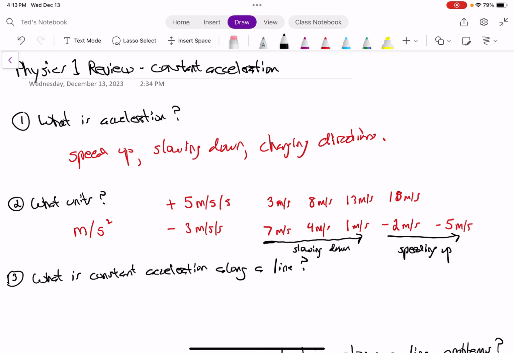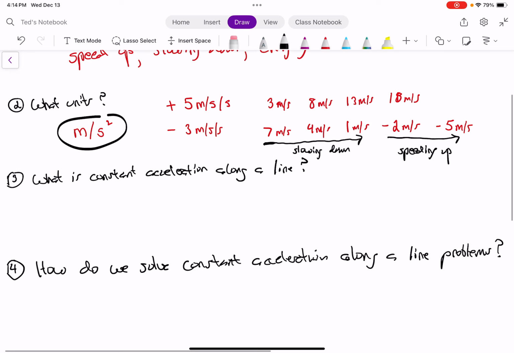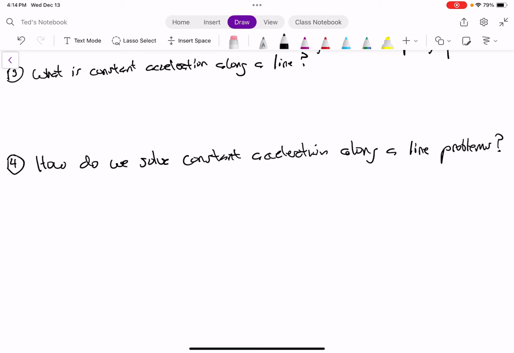Okay, so the units are meters per second squared, and it tells us how much speed we gain each second. So if we have an acceleration of 5 meters per second squared, that means the speed is increasing by 5 each second. If we have an acceleration of negative 3 meters per second squared, that means our velocity is decreasing by 3 meters per second each second. Okay, so constant acceleration along a straight line is important because it means that we can get rid of the changing directions part. So if we have constant acceleration along a straight line, this means we are absolutely either speeding up or slowing down.